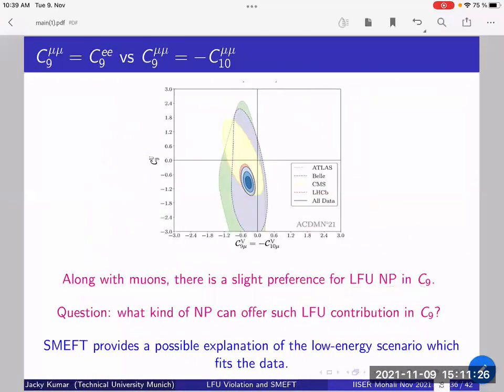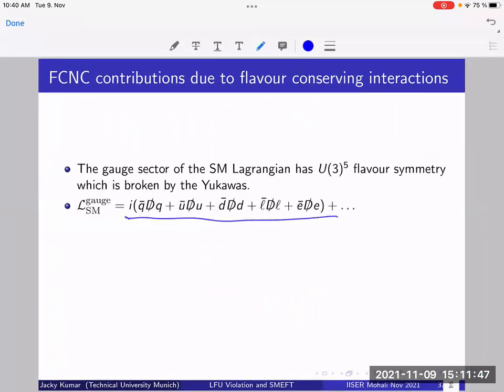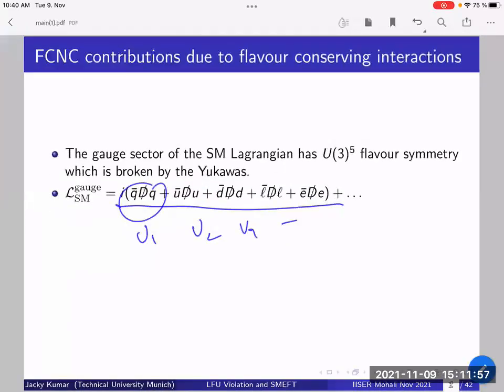Okay, so now you can also introduce FCNCs by just flavor conserving interactions. As you know, the gauge sector of the standard model respects a U(3)^5 flavor symmetry, which is broken by Yukawas. If you look at this gauge sector, each of the fields you can transform by a unitary transformation, let's say U1, U2, U3, U4, and the Lagrangian remains invariant. So we say that it has a U(3)^5 flavor symmetry.